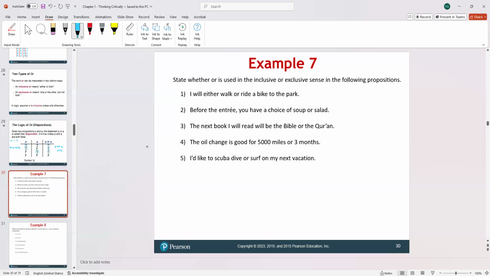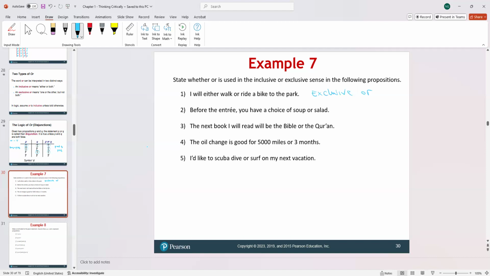So do you think at some point you can do both at the same time? You can walk and bike at the same time? No, you either walk or bike. So this would be an exclusive or.